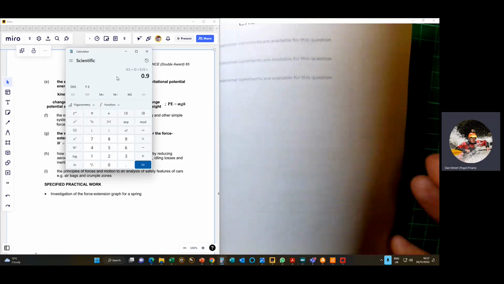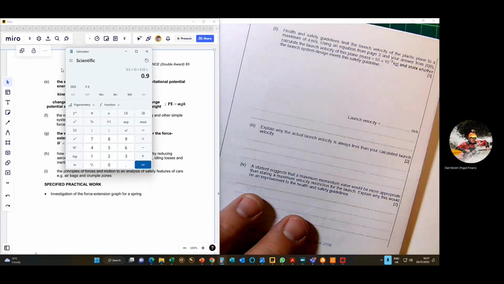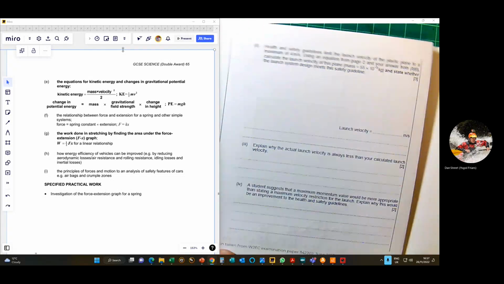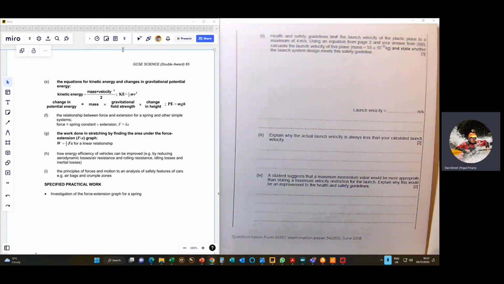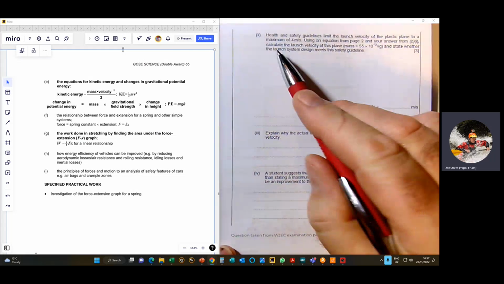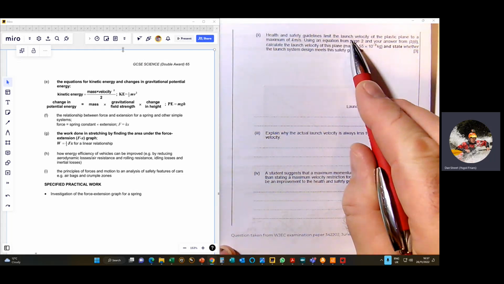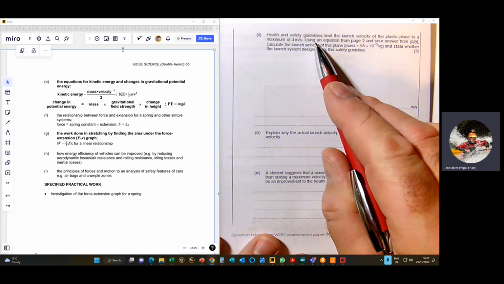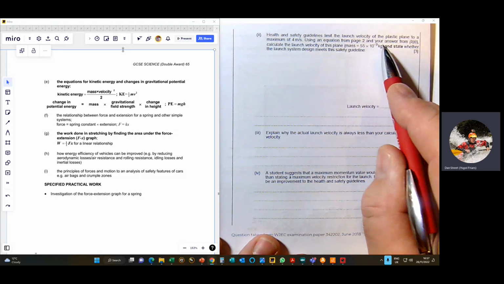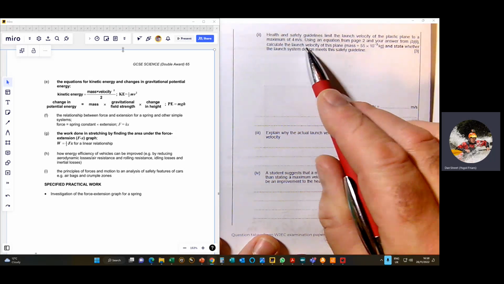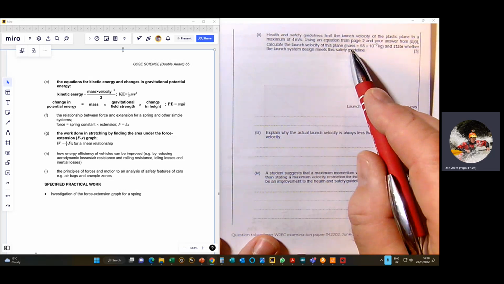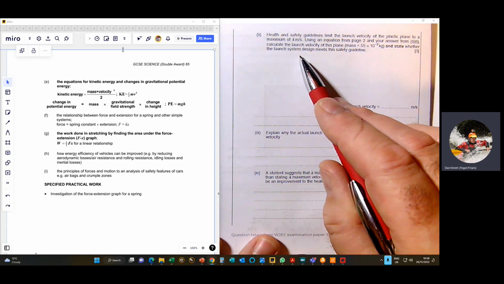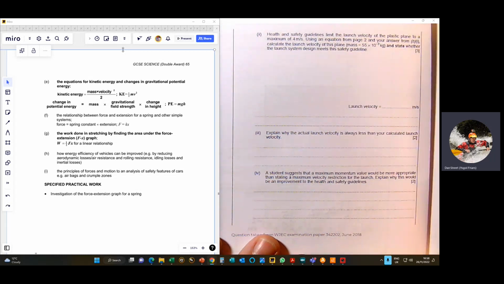Turn the page over to the last question. Now this is definitely in the realms of higher tier. So it says health and safety guidelines limit the launch velocity of the plastic plane to a maximum of 4 meters per second. Using an equation from page 2 of the syllabus and your answer from B part 1, calculate the launch velocity of this plane if the mass is 55 times 10 to the minus 3 kilograms, and state whether the launch system design meets this safety guideline.